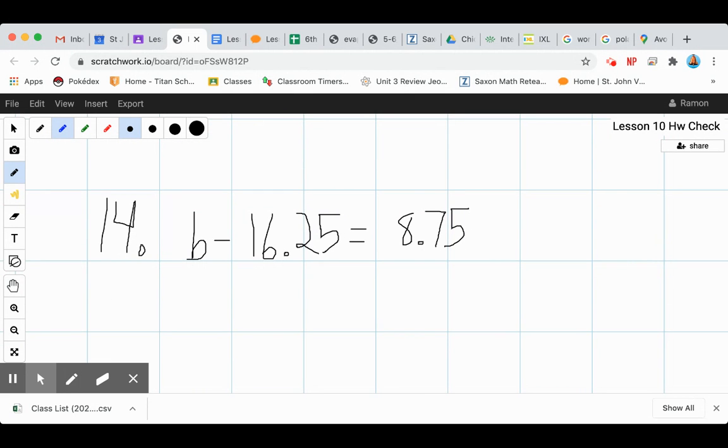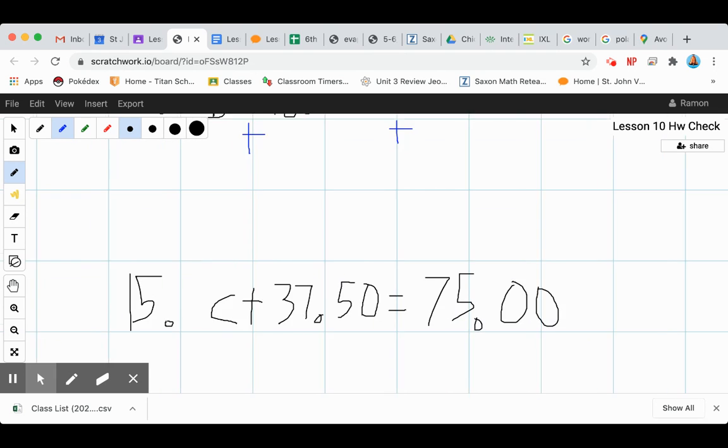For 14, it is b minus $16.25 equals $8.75. To find the value of b, we have to use the inverse of subtraction, which is addition. And so we're going to add $16.25 to both sides to find the value of b.